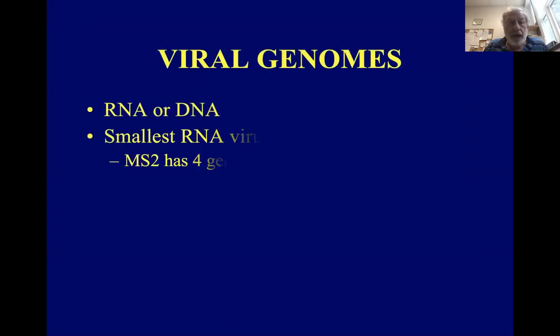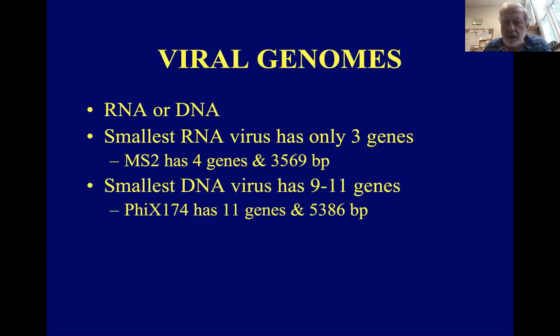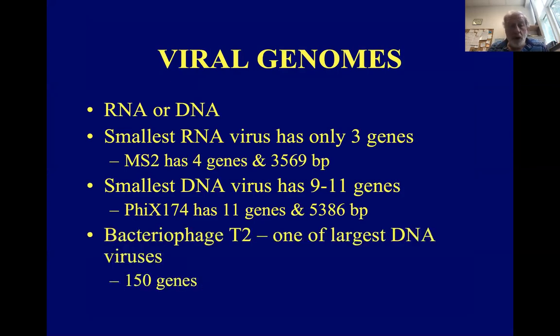Viral genomes can be RNA or DNA. The smallest viruses tend to have RNA genomes. One has only 3 genes. A virus called MS2 has 4 genes, and its entire genome is only 3,569 base pairs. The smallest DNA virus has 9 to 11 genes. One with 11 genes has, as you can see there, a 5,386 base pair genome. That's pretty small. On the other hand, one of the bacteriophages, T2, has up to 150 genes.